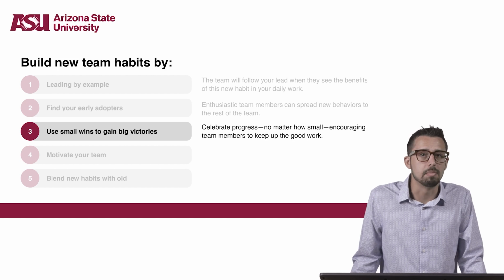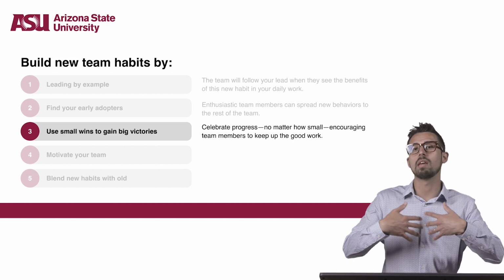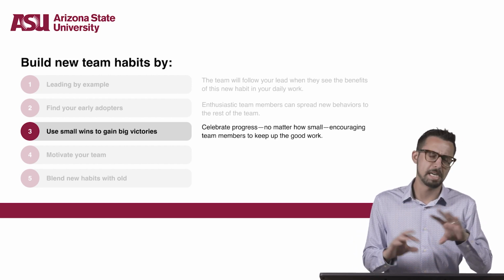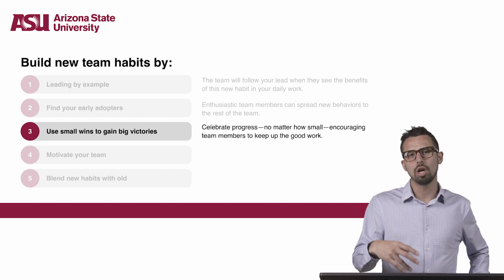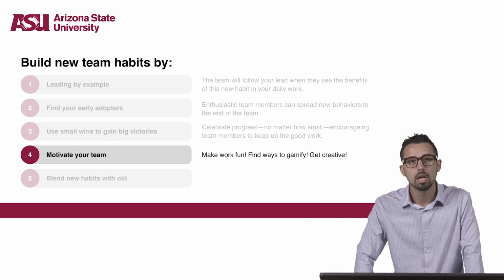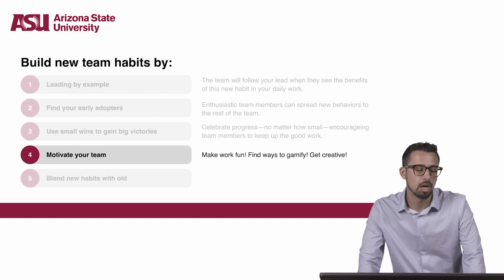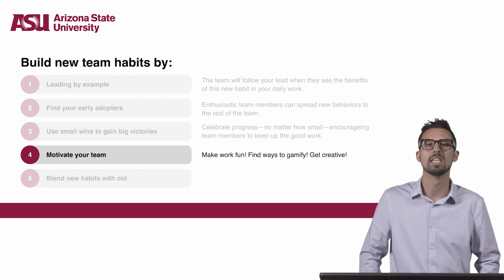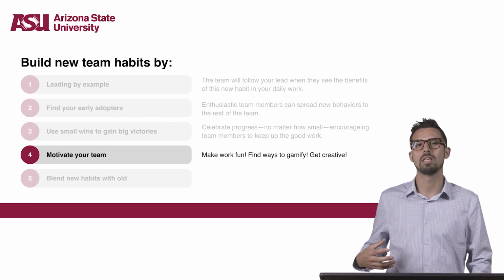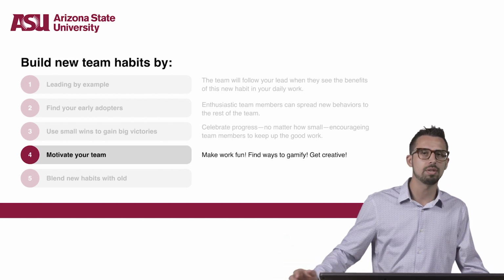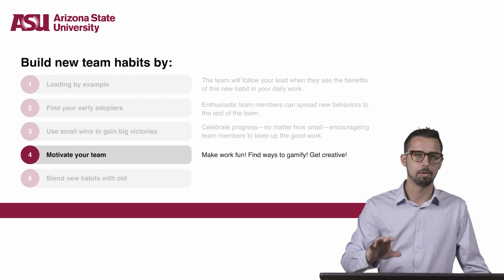Number 3, small wins can motivate the team to keep going even though it may seem difficult at first. Celebrate progress, no matter how small, and encourage team members to keep up the good work. Number 4, intellectual reasoning often won't work without some emotional heft behind it. Give your team incentives to practice this new habit. Make it fun. Turn it into a game and be creative when appropriate.